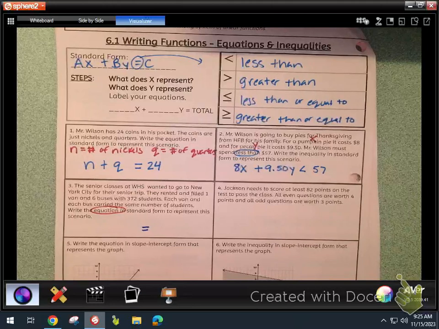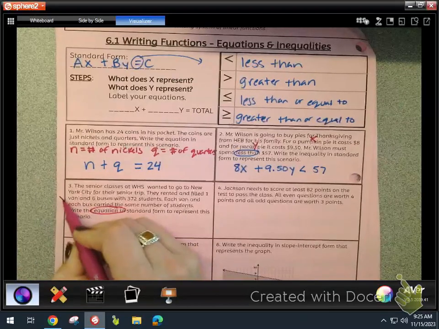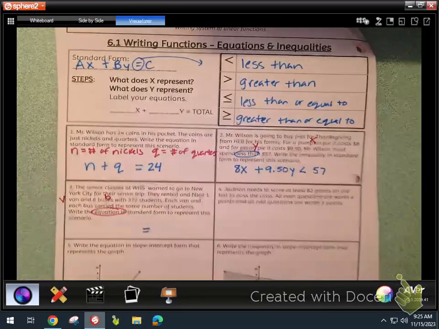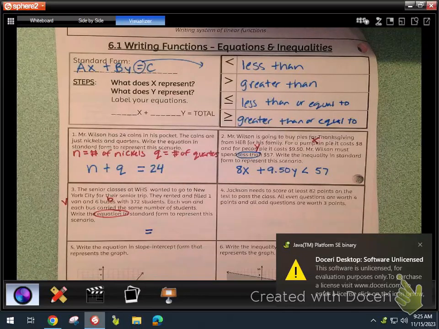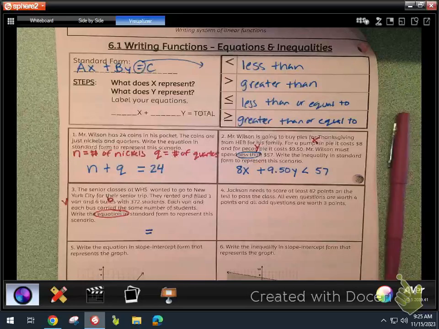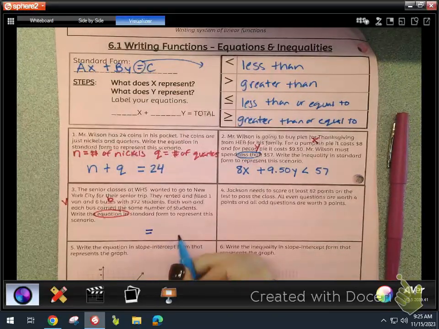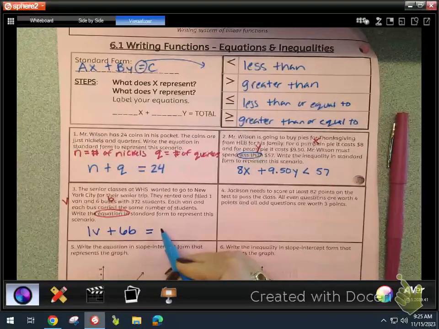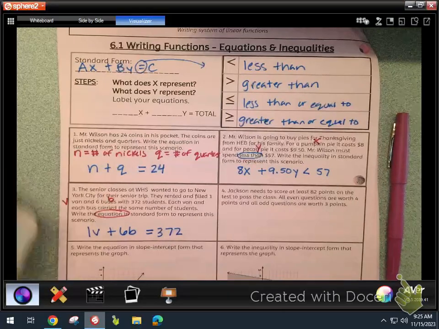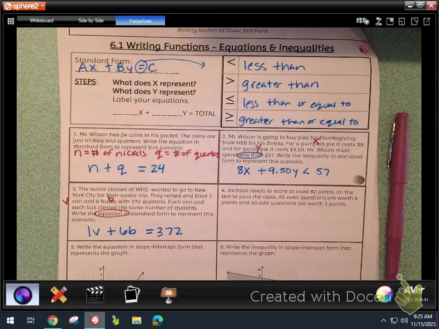Okay, what are our variables? What do we have? We have a van and we have a bus. Okay, so you want to use V and B? Or did y'all use X and Y? Okay, does it matter? Okay, so V is going to represent how many kids are on the van. B is going to be how many kids are on the bus. So how do you write your equation? 1V plus 6B equals 372. Okay, do you have to put the 1 in front of the V? No. Is it okay if you do? Yeah. Okay.